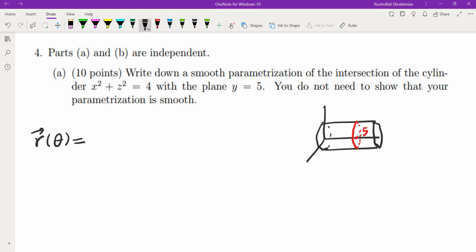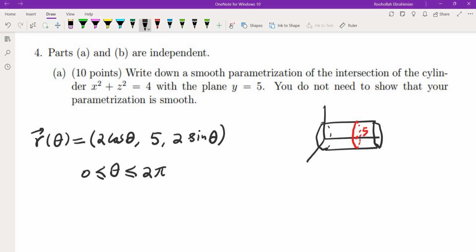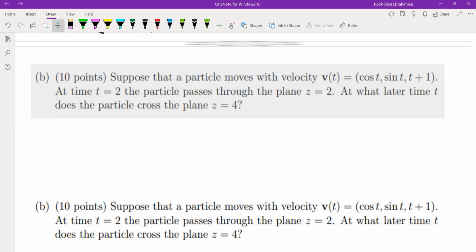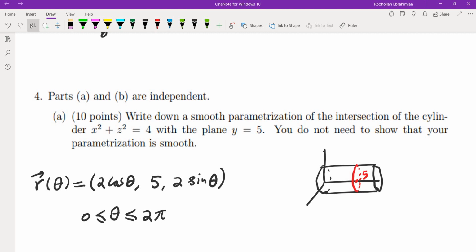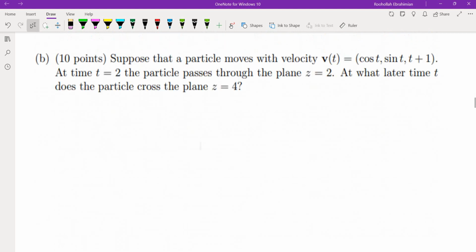And the radius is 2. So the x coordinate would be 2 cosine of theta, the y coordinate is 5, and then z is 2 sine of theta. And what are the ranges for theta? They are from 0 to 2 pi. So that is all we need to do. They did specifically ask us to not show that it is smooth, so we don't have to take the derivative and show that the derivative is non-zero.